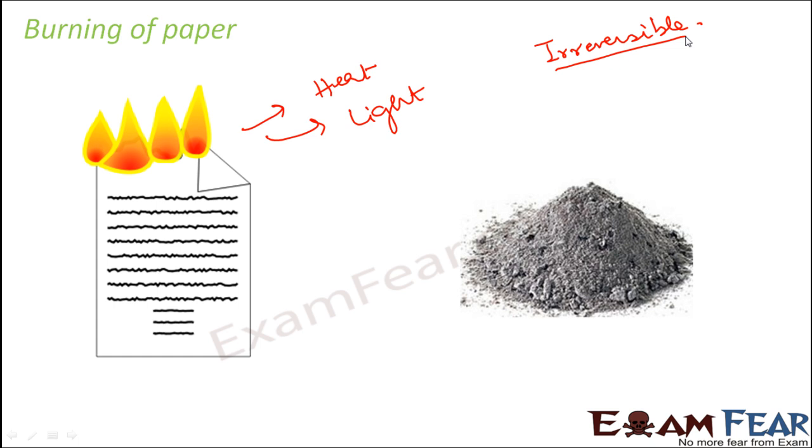But if you compare it with tearing paper into pieces, when you tear the paper into different pieces, that is a physical change, because in that case the change is only with respect to size and shape of the paper, but the chemical composition of the paper still remains the same. That is why that is a physical change. But in this case, since the chemical composition also changes, it is a chemical change.